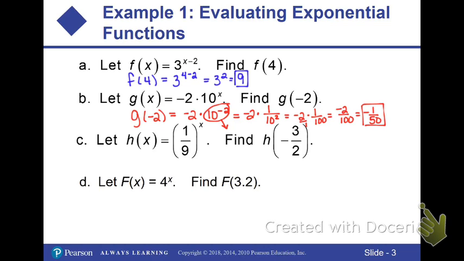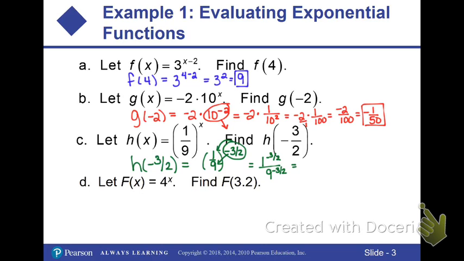On C, it says let h of x equal 1/9 to the x. Find h of negative 3/2. So we got 1/9 raised to the negative 3/2. Well, as long as we're not adding or subtracting, we can take this negative 3/2 and give it to the top and the bottom of our fraction. So this is the same thing as saying 1 to the negative 3/2 over 9 to the negative 3/2.